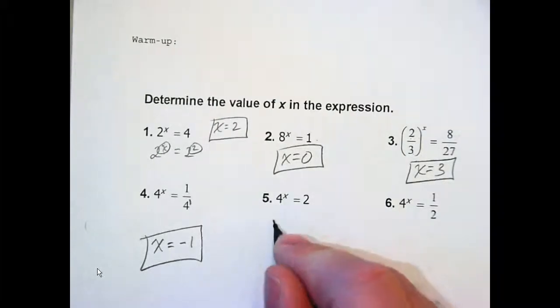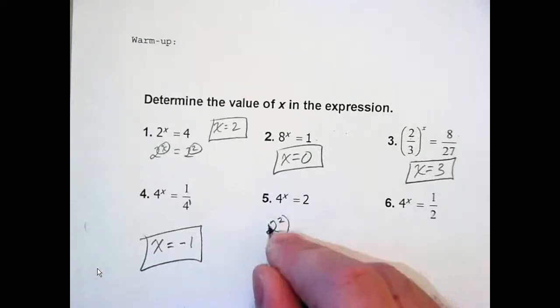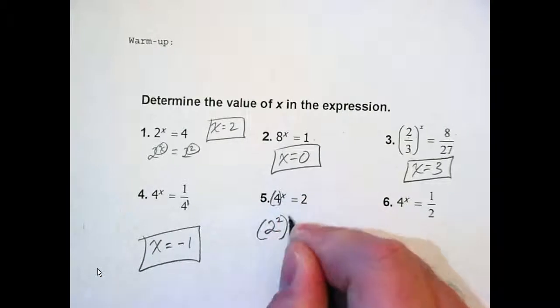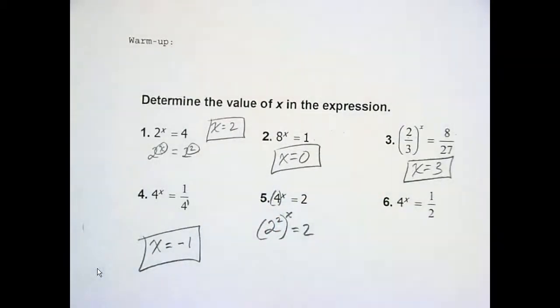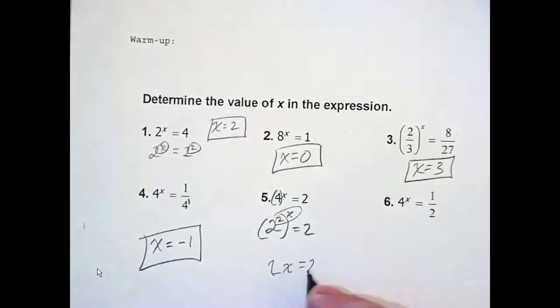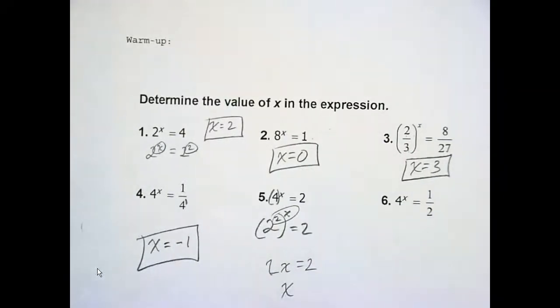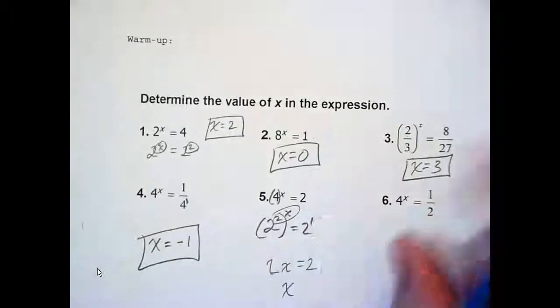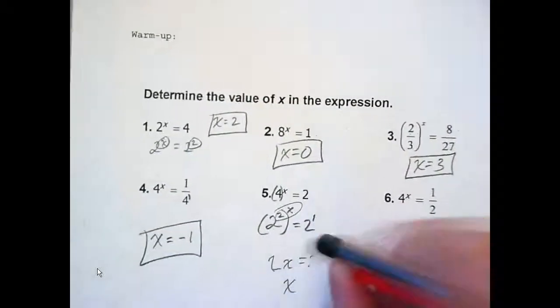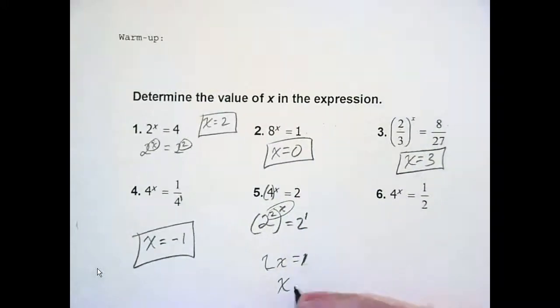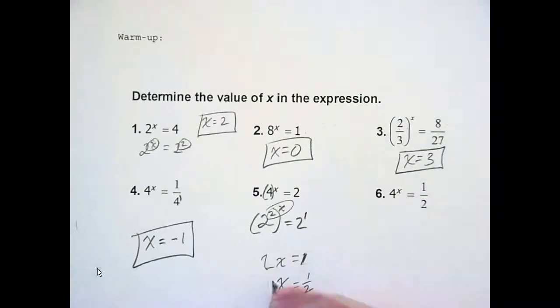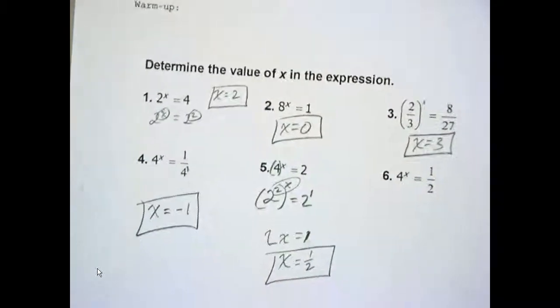If you're struggling with this, you could change this to base 2. So you get 2 squared is the same thing as 4. And then you can say, well, 2 to the power of x is equal to 2. Excuse me, is equal to 1. And then you get x is equal to 1/2. Thank you for pointing out the error of my ways there.